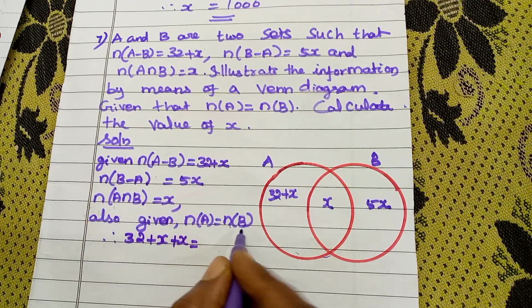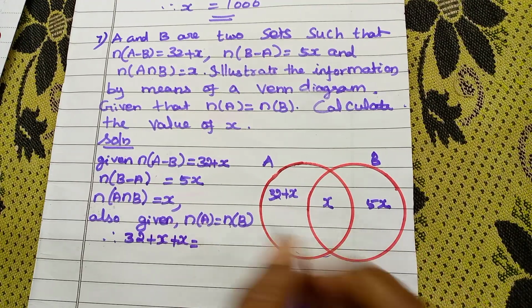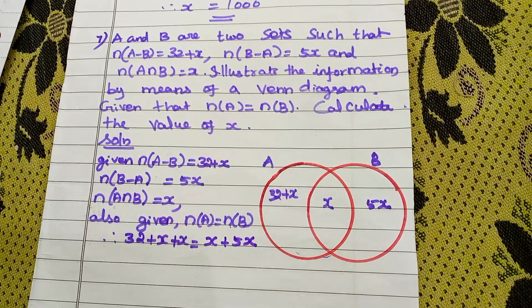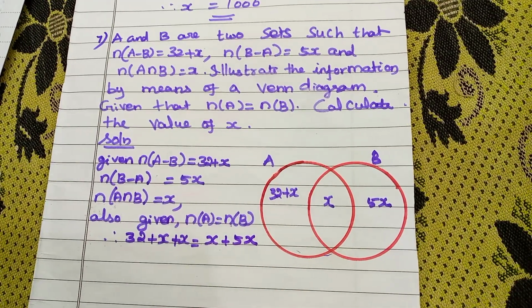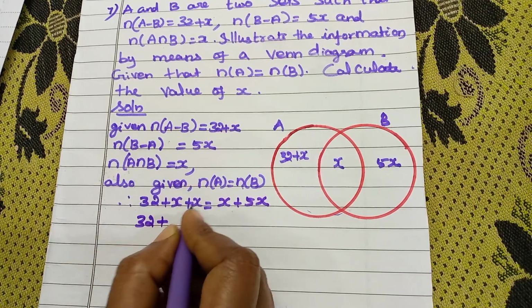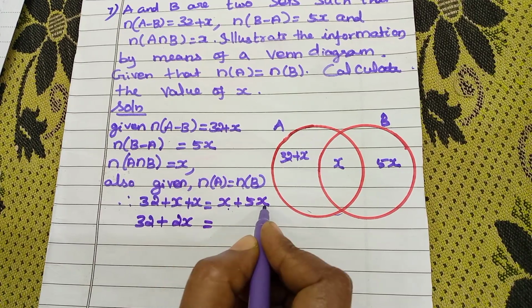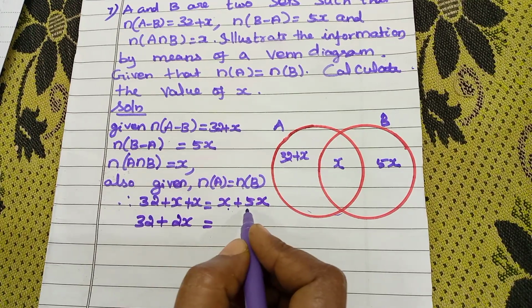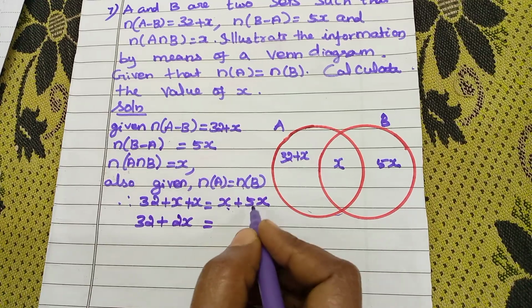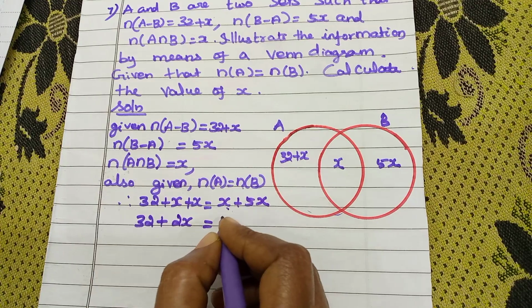What is n of B here? This B circle fully, that is x plus 5x. So now let us add: 32 plus x plus x is 2x, equal to x plus 5x. Both like terms can be added. x plus 5x is like 1x plus 5x, and 1 plus 5 is 6. Similarly, 1x plus 5x is 6x.